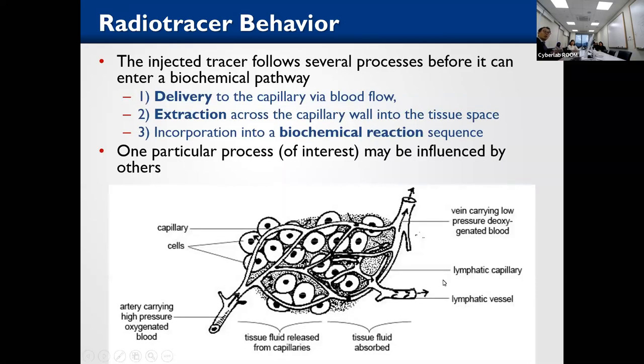So let's think about the fate of the tracers after injection into our body. First, the tracers will move through the blood vessels and then through circulation. Then they will somehow be extracted into the tissue regions. And if the tracers are designed to target some receptors, they can go through some kind of chemical reactions. So there are a lot of processes that affect the fate of radiotracers, and these processes are also time varying. So the radiotracer image is not steady. It has time-varying characteristics.